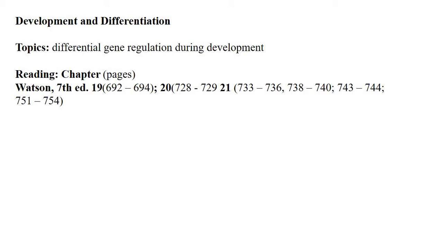Okay. But that's all for the announcements, and our last topic is going to be development and differentiation. So we will talk about differential gene regulation during development, and this lecture is based on parts of several different chapters from your book. So chapter 19, chapter 20, 21, mostly 21, but there are parts from 19 and 20 as well.